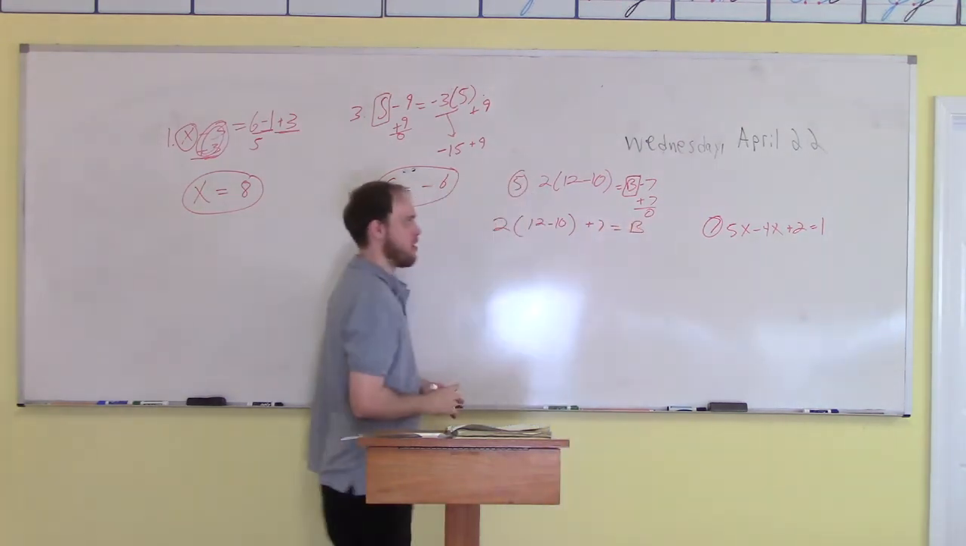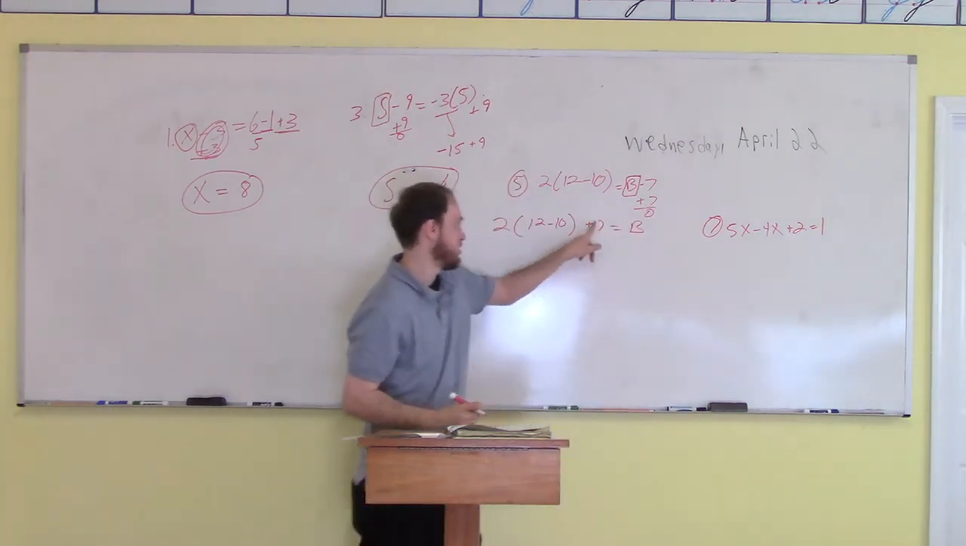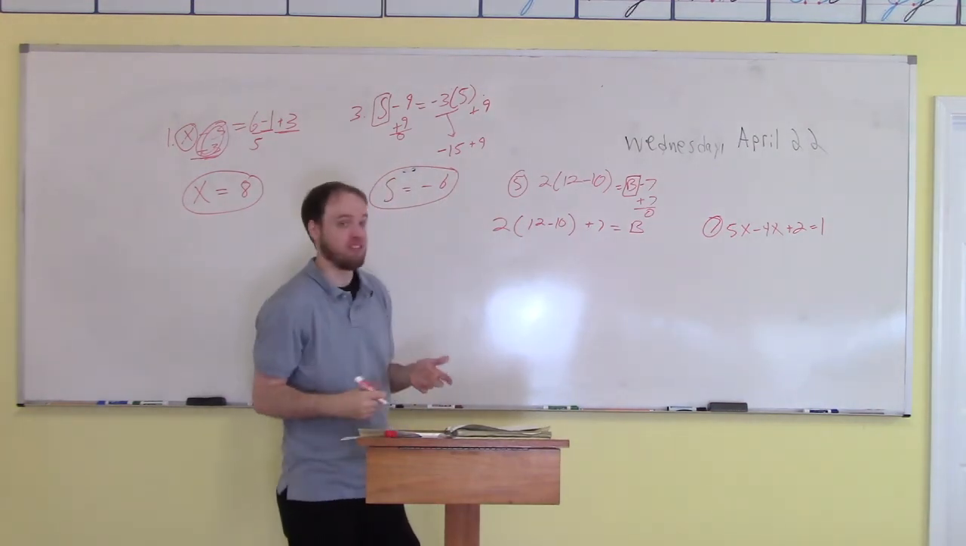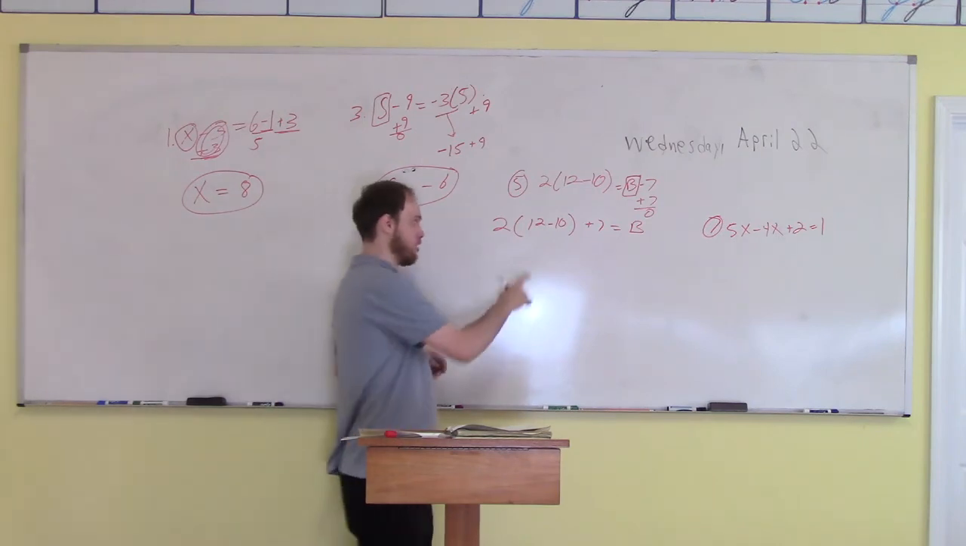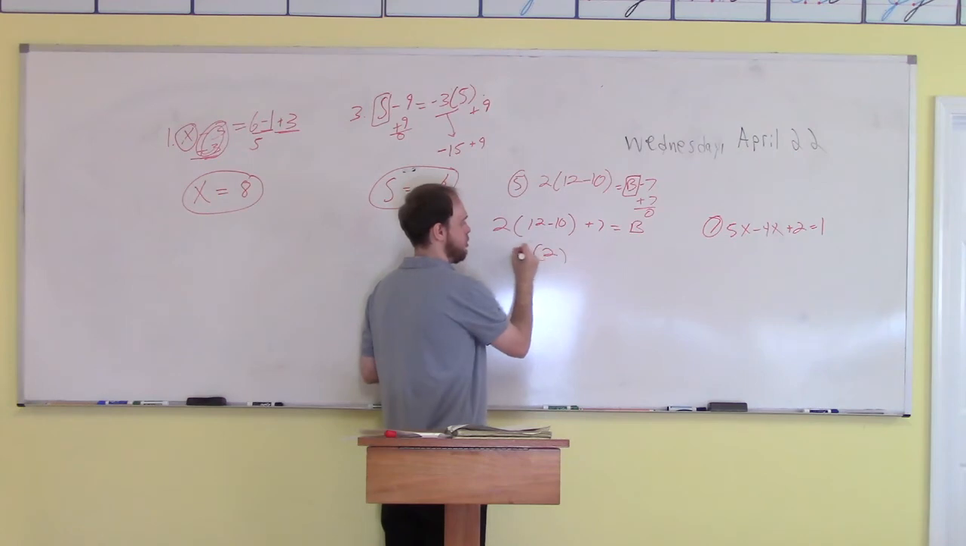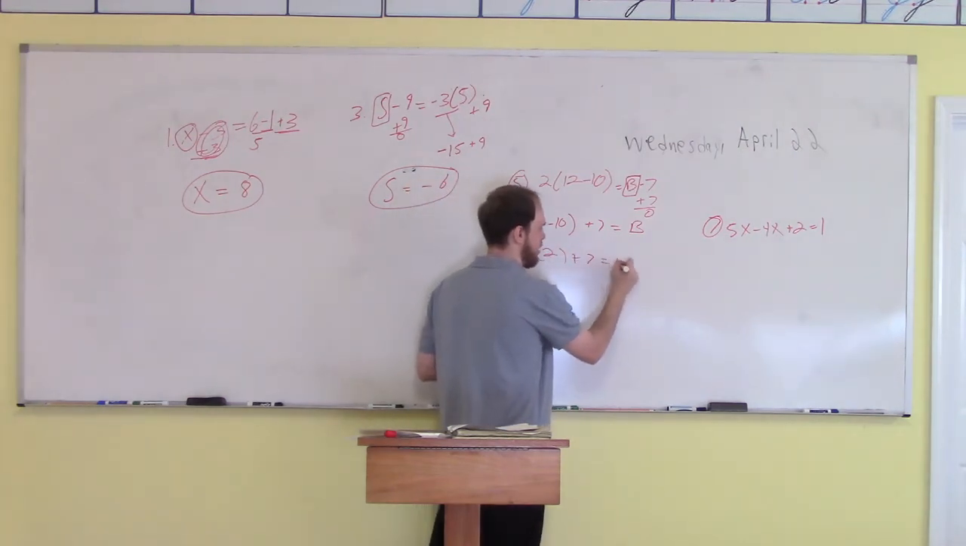That's what I have so far. I just had to add 7 to this other side. Now you just do your order of operations. Order of operations says to do what's in the parentheses first. So 12 minus 10 is 2. Then I have 2 times 2 plus 7 equals our letter B.